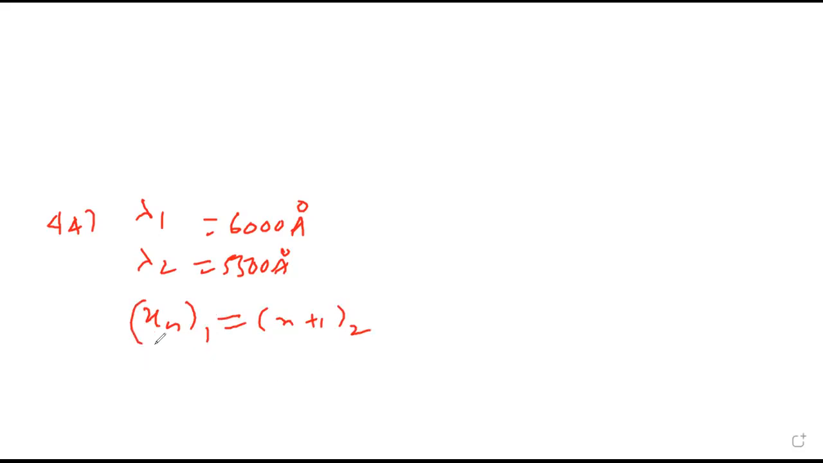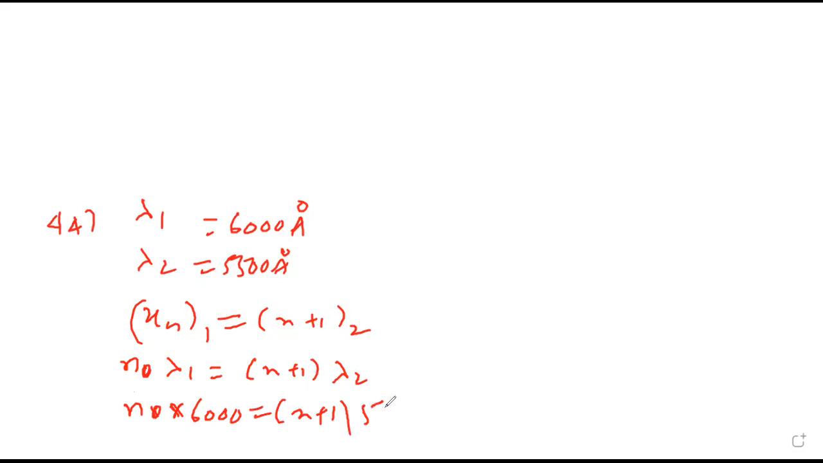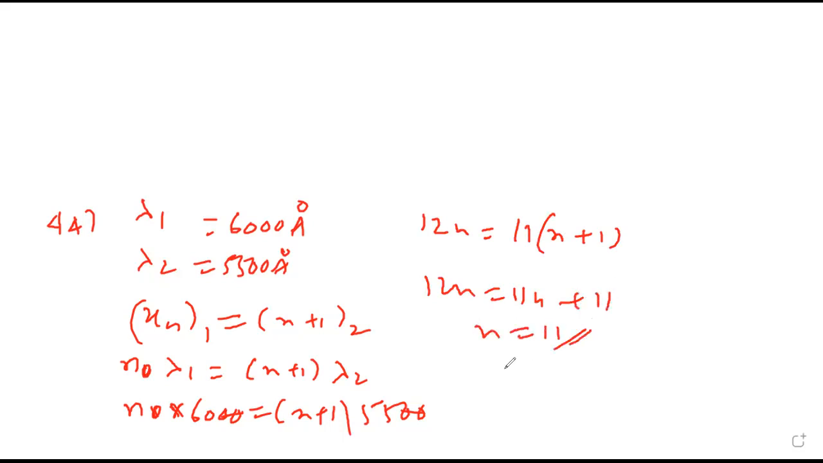Same sum we have done many times in numericals. So this is n1 lambda 1 is n plus 1 lambda 2. n into 6000 equals n plus 1 into 5500. Two zeros cancel. I can cancel by 5. 12n is 11 into n plus 1. So 12n is 11n plus 11. Therefore n equal to 11. Option. Question 45.